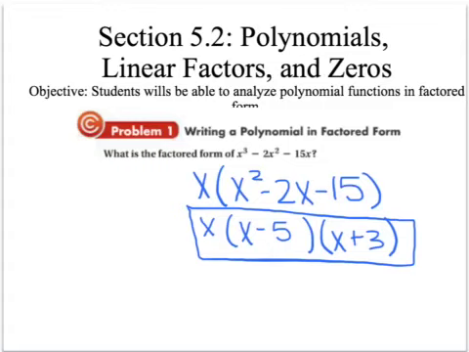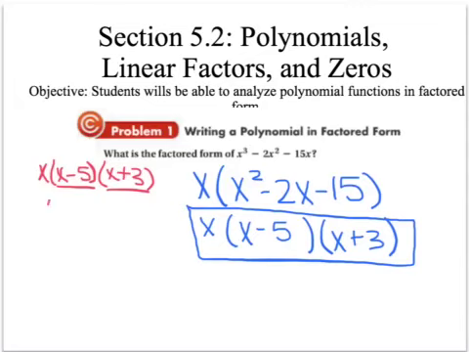How could we check to make sure that's our correct answer? Steve? Yeah. You could just do what we just did in reverse. If we took this and multiplied x times x minus 5 times x plus 3, it really doesn't matter which order you multiply in, because it's multiplication. I'm going to FOIL first. I'm going to multiply these two first just because that's what I want to do.